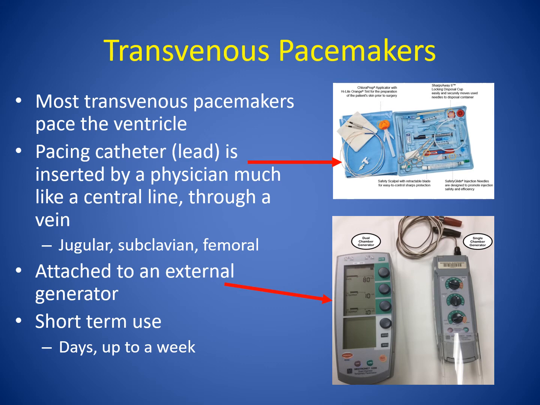They usually will have a pacing catheter, which is inserted by the physician, very much like the central line, through a vein, either jugular, subclavian, or femoral. Those leads are attached to an external generator, and it's used for short term, not for months, just days or up to a week, kind of like the amount of time you would have for a central line, because of course there's always a risk for infection. When we look at the generator, we sometimes may call that a pulse generator or a pacer box.